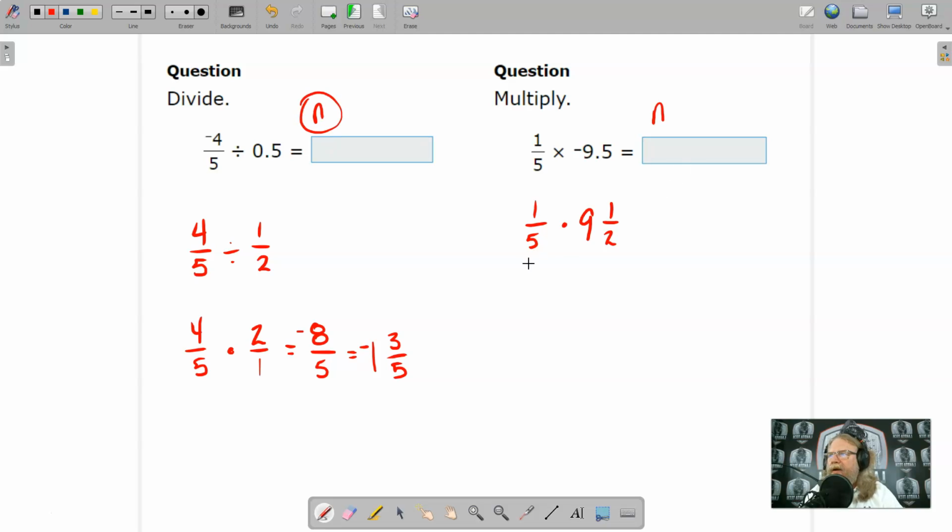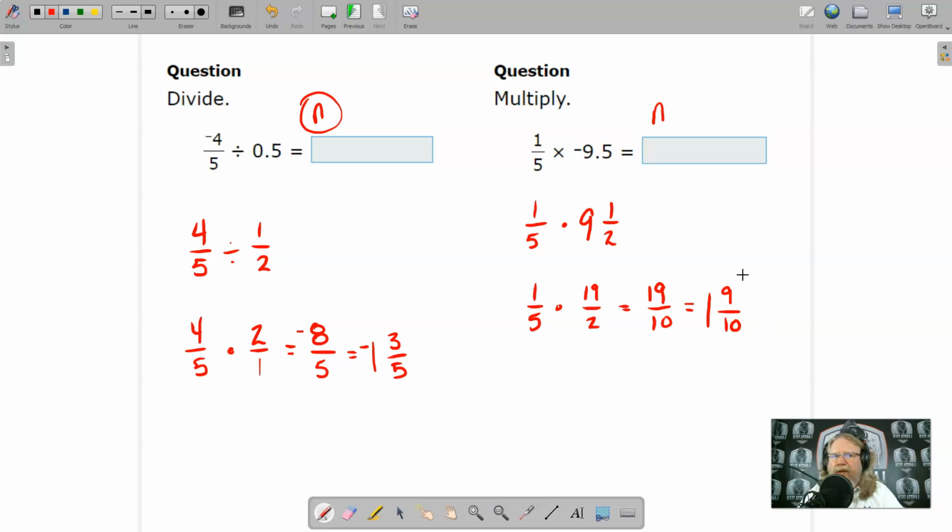So over here, let's go 1/5. Let's multiply that times 9 times 2 is 18, plus 1 is 19, and that's going to be over 2. This is multiplication, so now I go straight across. I have 19 over 5 times 2 is 10. 10 goes into 19 once with a remainder of 9, and the denominator is 10. All right.